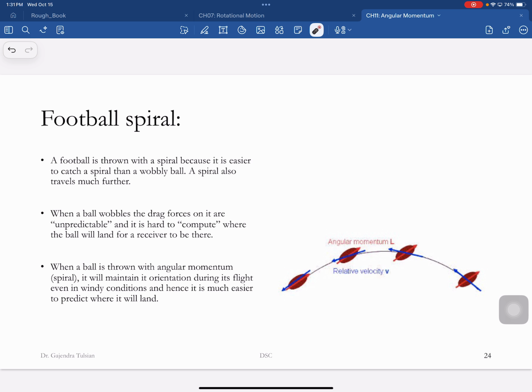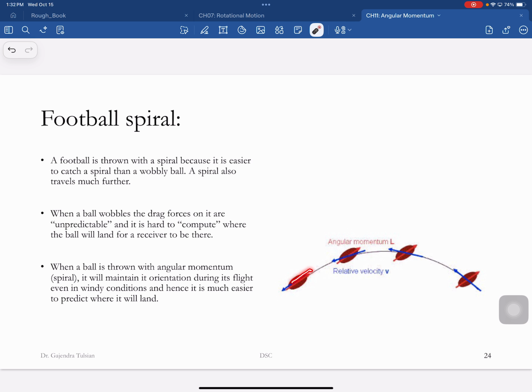So as you throw the ball with a spin, if it's spinning like this, there's the angular momentum. The drag force, the external torque, is 0, so this angular momentum remains constant. So you see no external torque acts on it. The angular momentum of the football remains constant. When it's maintaining its orientation constant, you can calculate the drag force.